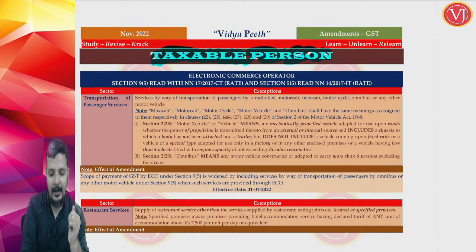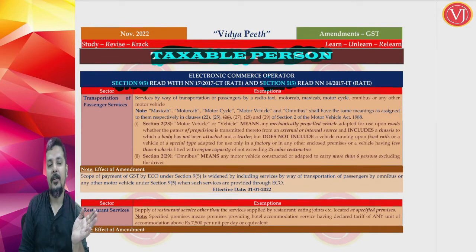Section 9(5) of your CGST Act, read along with section 55 of your IGST Act. Right, so you are talking about section 9(5) of your CGST Act. There is Notification 17/2017-CT. Section 55 of your IGST Act, there is a notification there, 14/2017-IT (Rate). So it is all about your rate notification here.